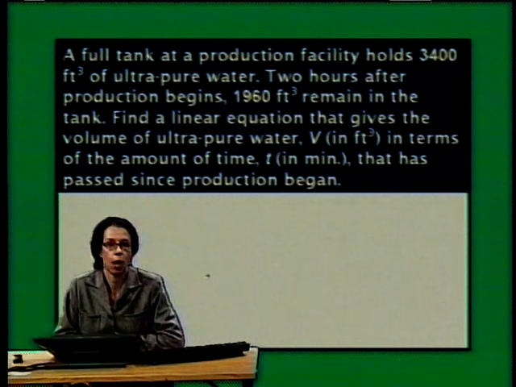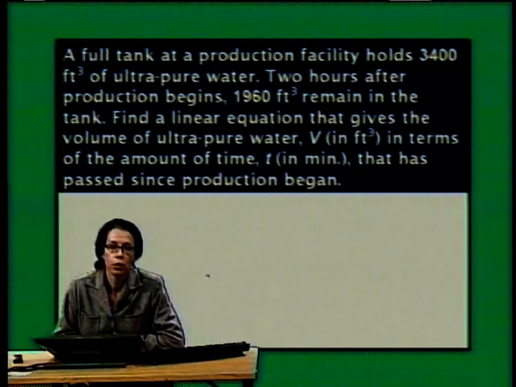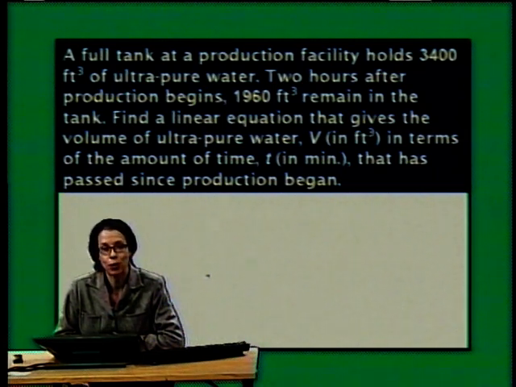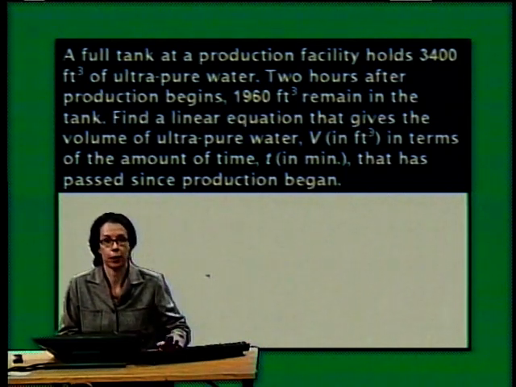Let's work an application problem. A full tank at a production facility holds 3,400 cubic feet of ultra-pure water. 2 hours after production begins, 1,960 cubic feet remain in the tank. We're asked to find a linear equation that gives the volume of ultra-pure water. We're going to call that V, and it will be measured in cubic feet, in terms of the amount of time that has passed. We'll call that T, and it will be measured in minutes, the time that has passed since production began. So the first thing I'm going to do is make a rough sketch of this situation so I have some idea about what my equation should look like.